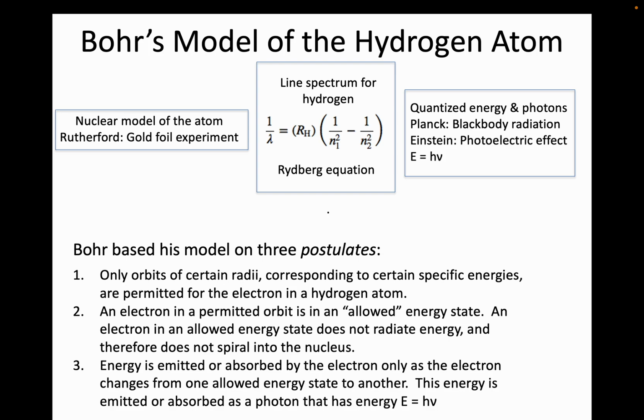Within Bohr's model, he brings together three different sets of ideas. He brings together the nuclear model that Rutherford proposed. He brings together the line spectrum for hydrogen. And then the expression we've been looking at, E equals h nu, the thought that energy is quantized and that light comes in particles called photons. There are three different parts to his model, three different postulates. We're going to look at each of these case by case.